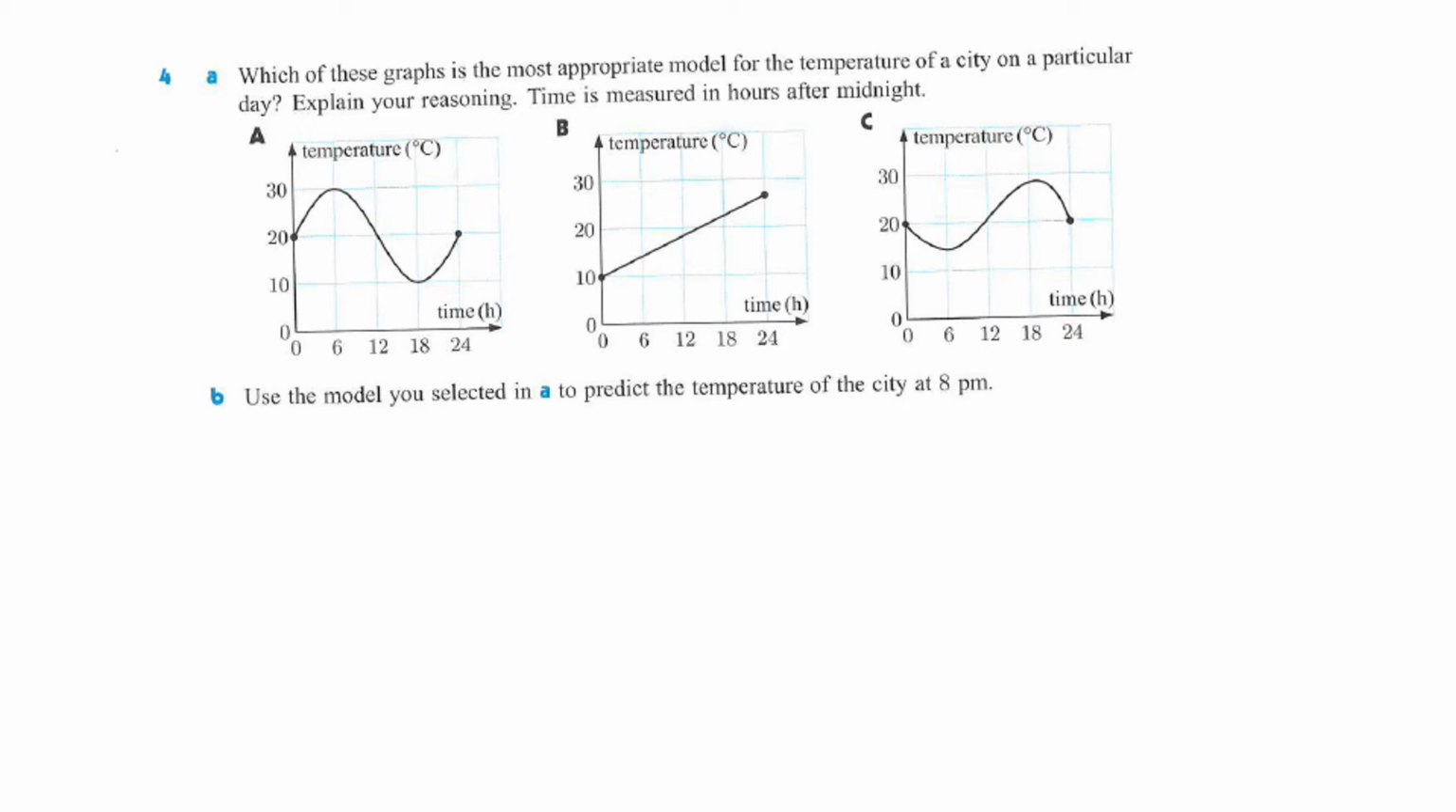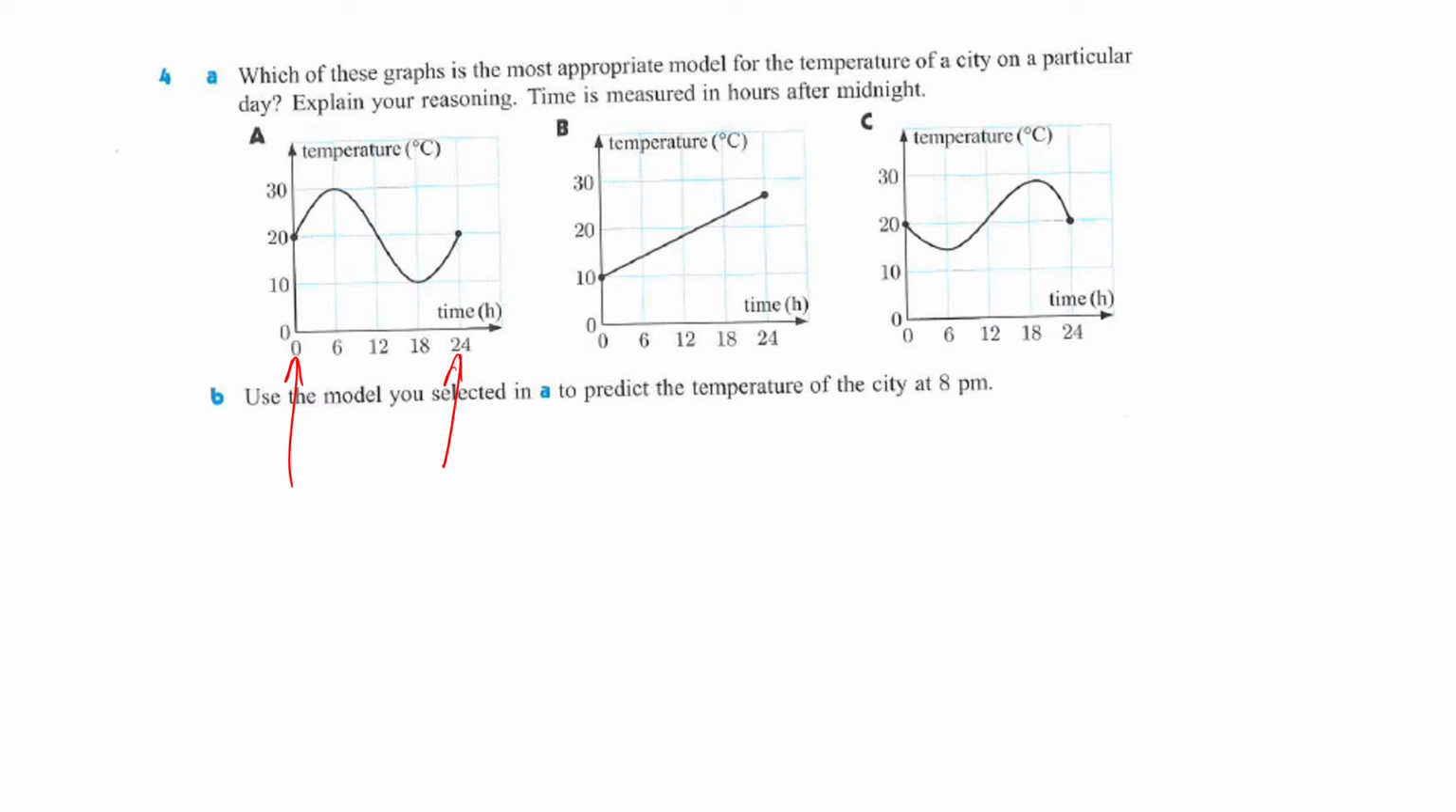Okay, let's look at some example problems. Which of these graphs is the most appropriate model for the temperature of a city on a particular day? Explain your reasoning. Time is measured in hours after midnight. So this 0 on our x-axis is midnight, and 24 hours later, that's midnight again.